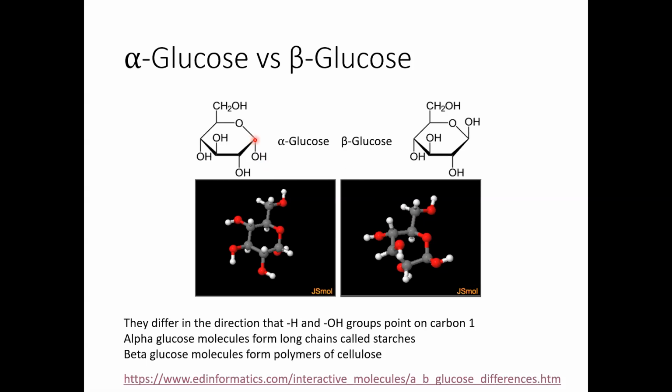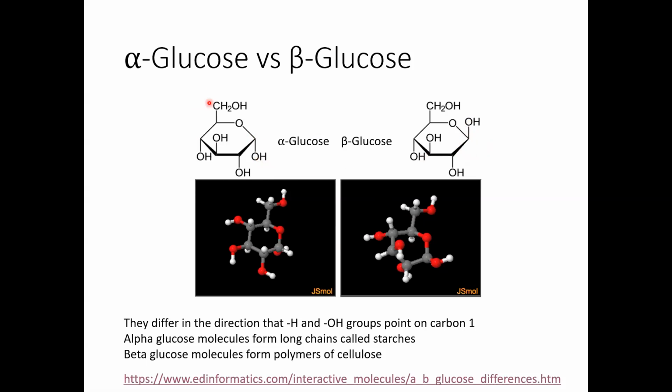So here's our carbon 1. In our alpha glucose molecule, we have the hydroxyl group on the bottom and our hydrogen on the top. When we look at our beta glucose molecule, at the carbon 1 point, we have our hydroxyl group on the top and our hydrogen on the bottom. So that is the main structural difference we are going to see.